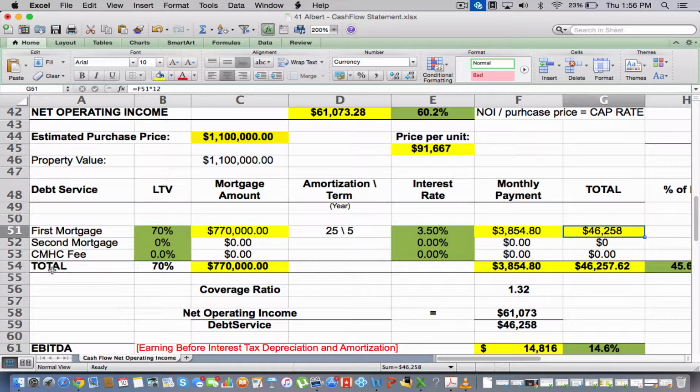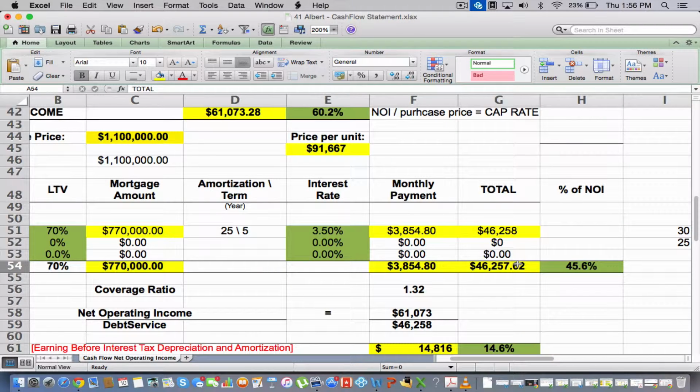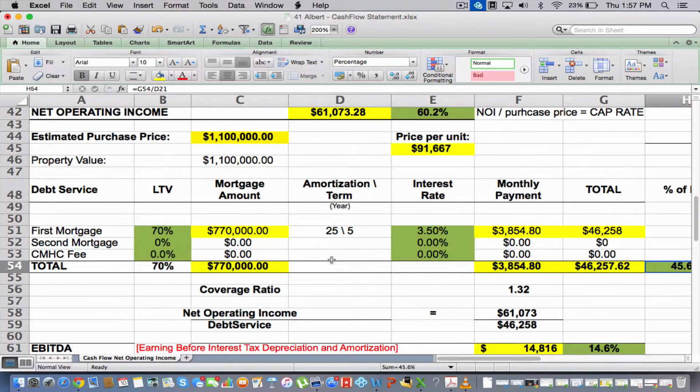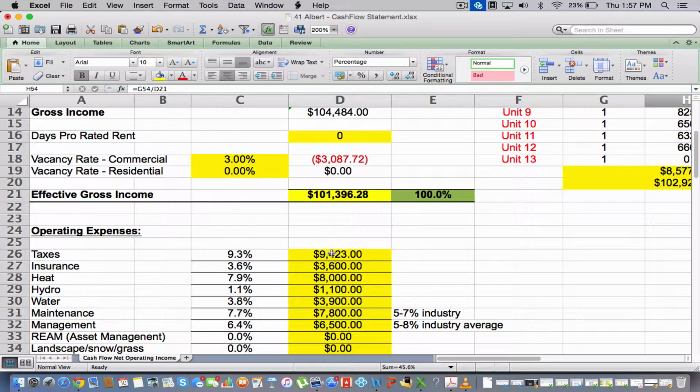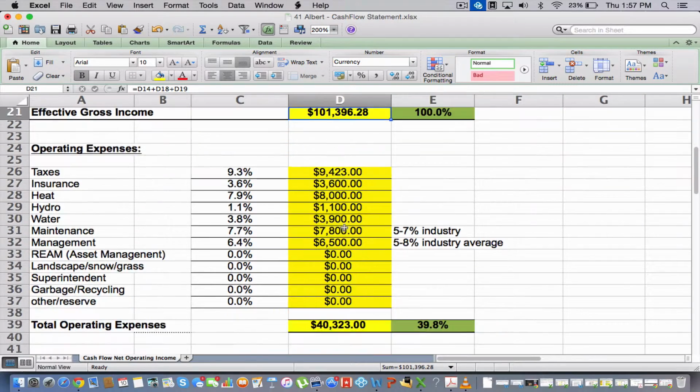If we go to this line down here, line 54, which shows you the totals everywhere, it gives you a nice summary. And this neat little number here calculates how the debt service is in relation to your effective gross income.